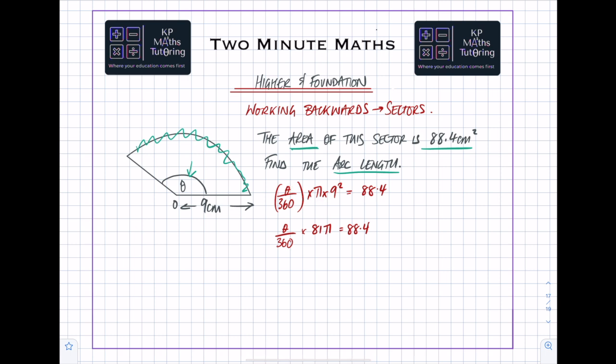So I know that the formula is angle over 360 times pi times the radius squared, because it's to do with area, and that gives me 88.4. So I'm plugging in all the information I know. When I do that, it's 81 pi, because 9 squared is 81.